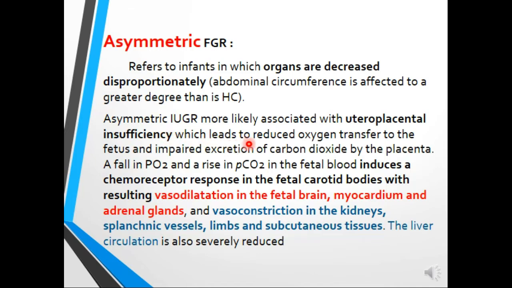Here, due to uteroplacental insufficiency there is a reduction in oxygen transfer to the fetus, and this will lead to impaired excretion of CO2 by the placenta, a fall in the partial pressure of O2 and a rise in the partial pressure of CO2 in the fetal blood, which induces a chemoreceptor response in the fetal carotid bodies. This results in vasodilation in the fetal brain, myocardium and adrenal gland, and vasoconstriction in the kidney and splanchnic vessels, limbs and subcutaneous tissue. The liver circulation is also severely reduced.